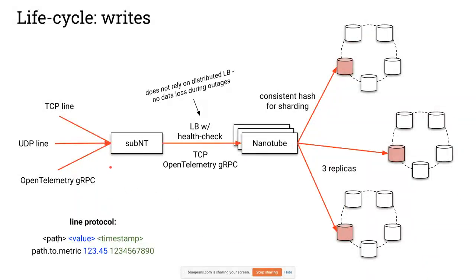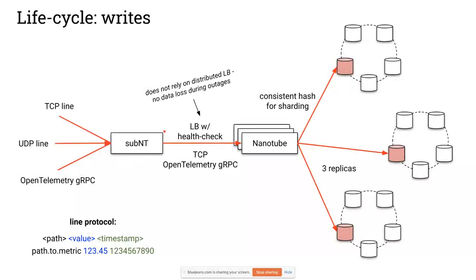We get the data in several formats. We get TCP and UDP via the line protocol. Line protocol is one of the most popular Graphite protocols to get data in. And we also now support OpenTelemetry with gRPC, but that support is in alpha, but we are moving in that direction. The line protocol is quite simple. It just consists of 3 values: the path to the metric, the value, and the timestamp in Unix format.